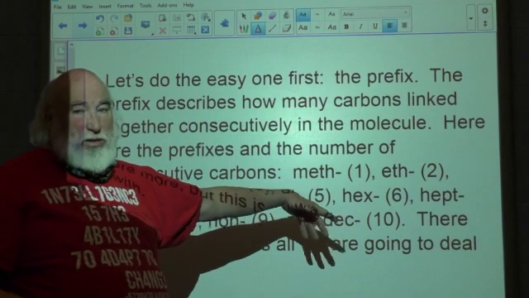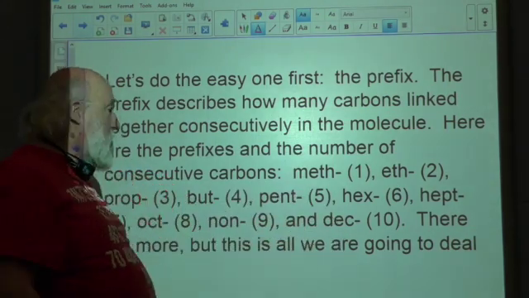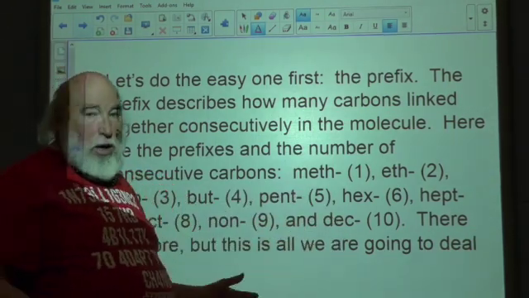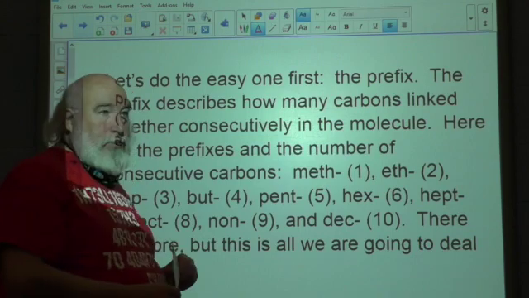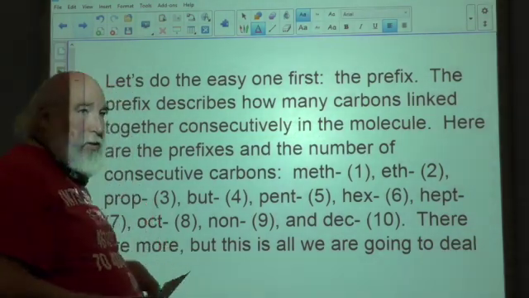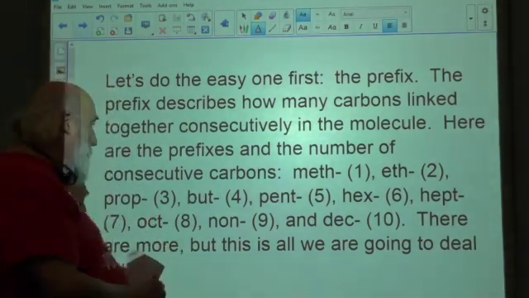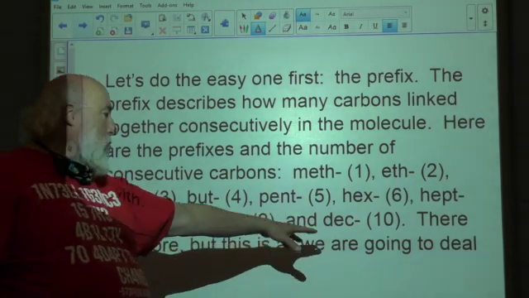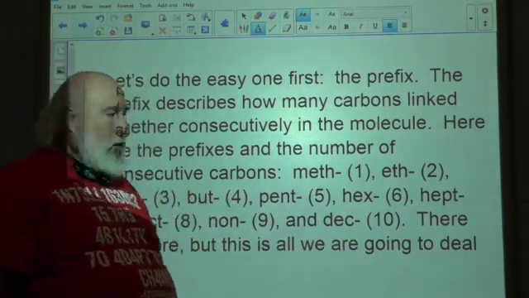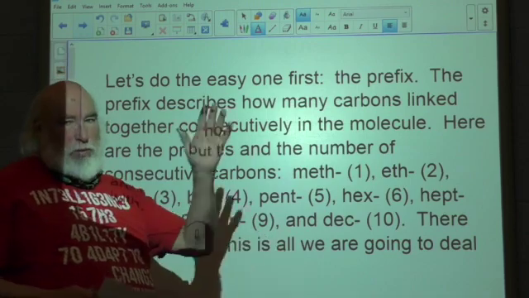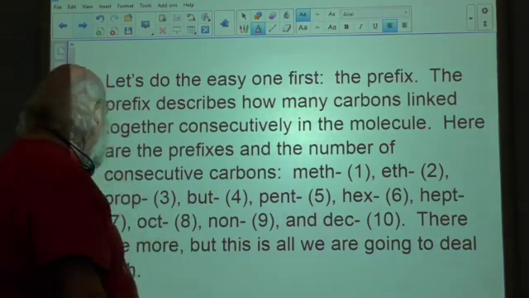These are predictable because they're pretty similar to the polygons and to the hydrate crystals that we dealt with as well. All the way up to dec for 10. So just use that as a guide to figure out how these things start.